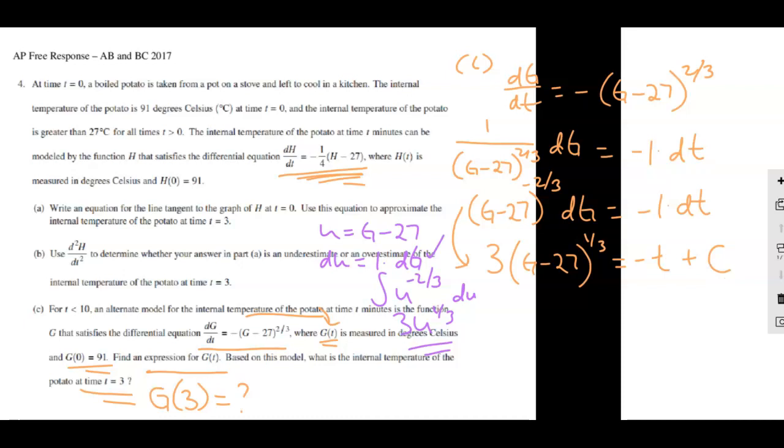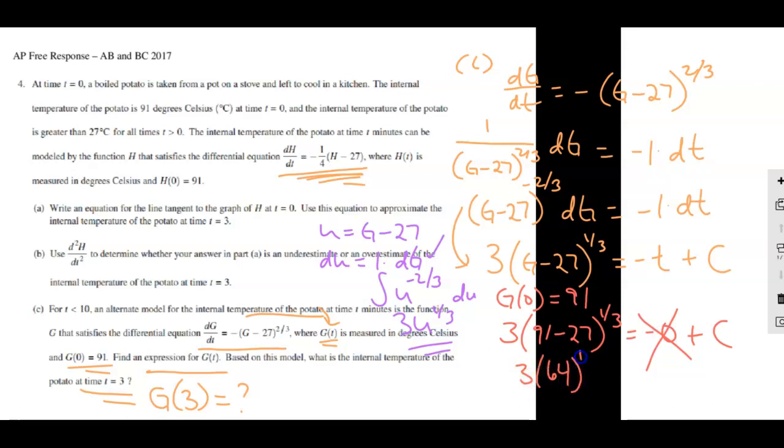And then we want to get G equals. I would probably right now plug in and solve for the C value. So let's go for it. I knew G of 0 was 91. So I've got 91 minus 27 equals negative 0 plus C. All right, negative 0, see you later. 91 minus 27, that's that same 64 value. Now, the 1/3 power just means cube root. The cube root of 64 is 4.